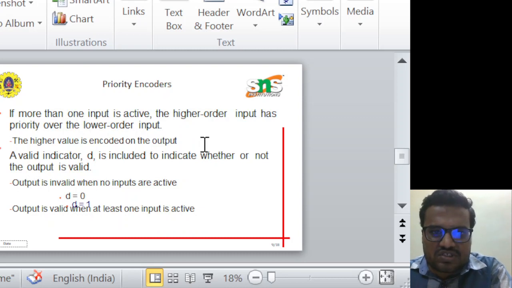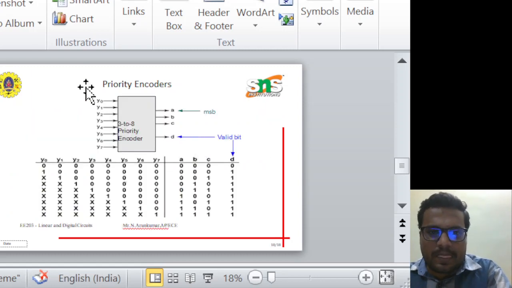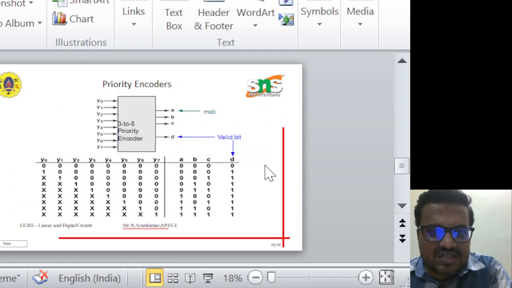And priority encoders: the priority encoder is based on priority values. For example, if you want the signal as the third signal, or if you want to transmit the signal as the fourth signal, at that time we use priority encoders. The same operation continues by using the valid bit signal.